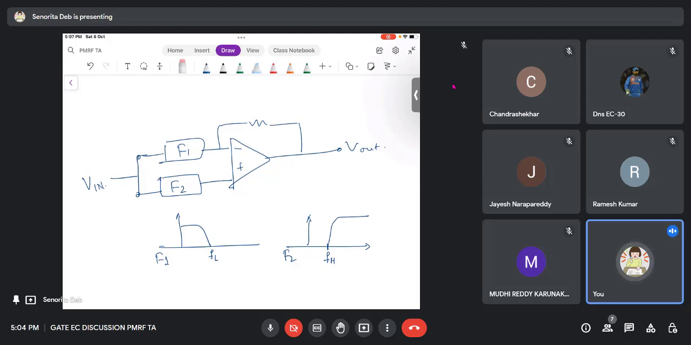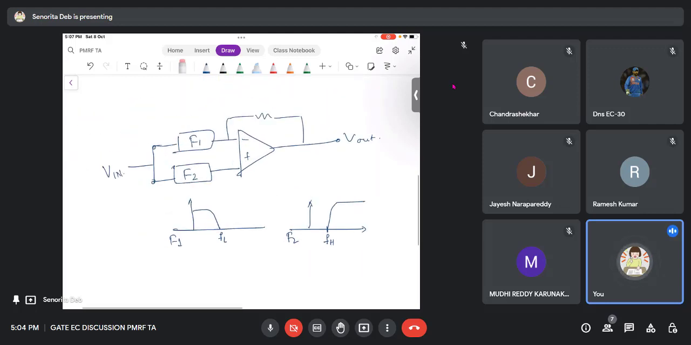Can you see the question? So this is basically saying that there are two boxes, F1 and F2, and this is your output. Now the F1 box has a characteristic like this, that it will pass something which is below FL. That is basically a low pass filter. And F2's characteristic is of a high pass filter. It will pass everything after FH.